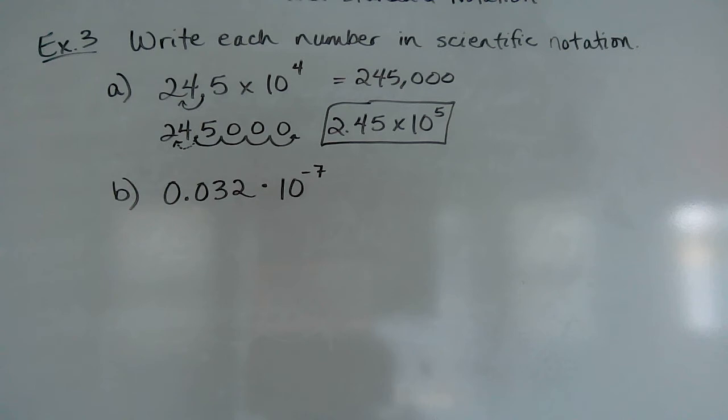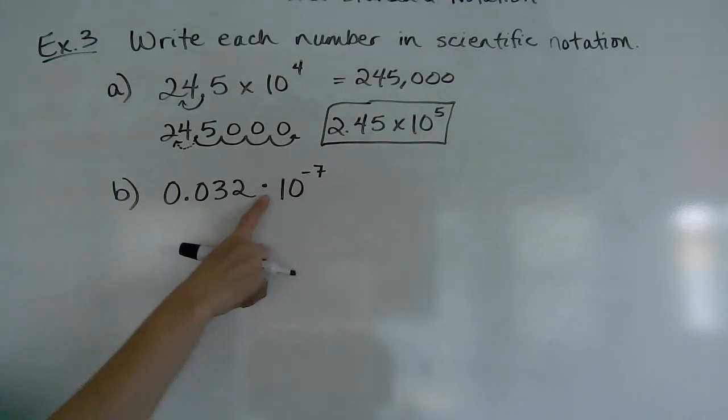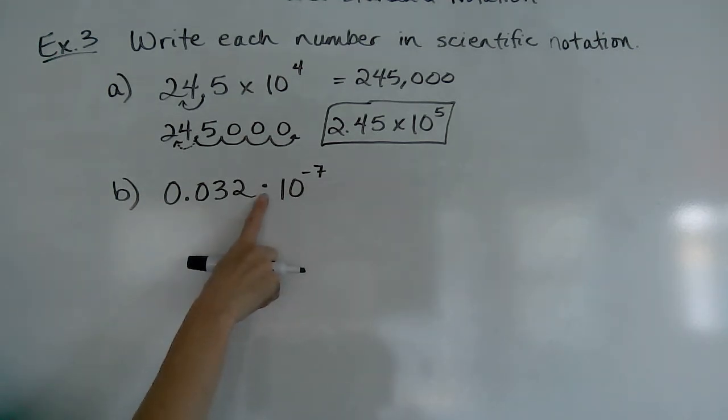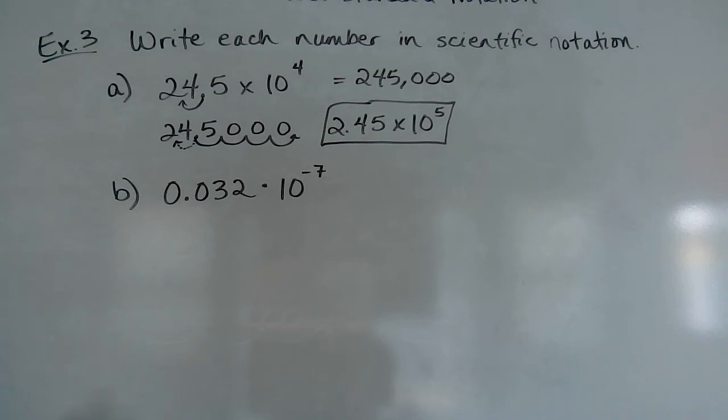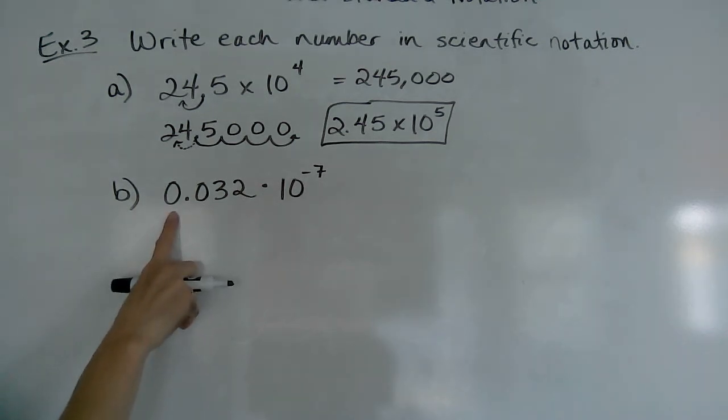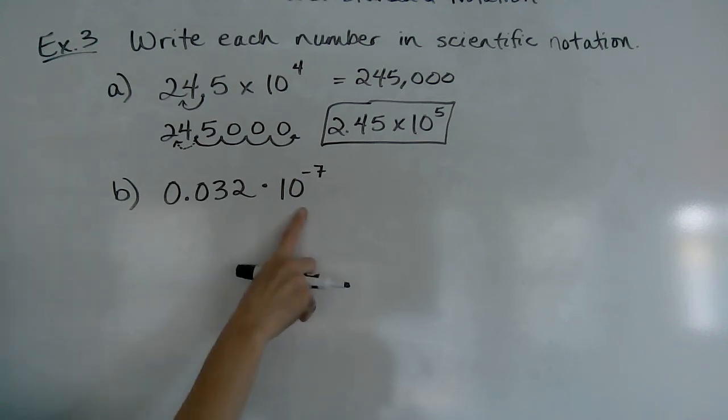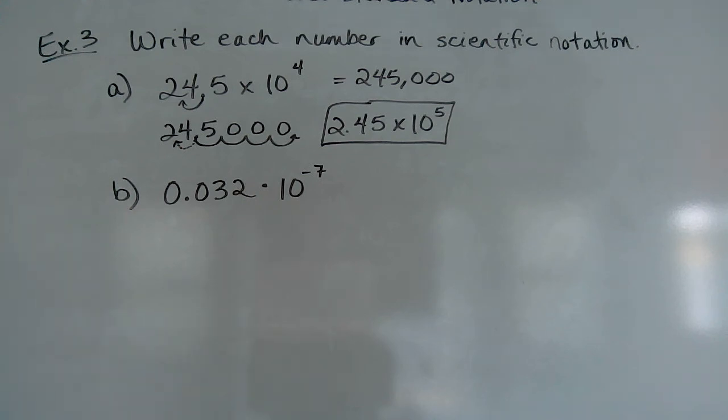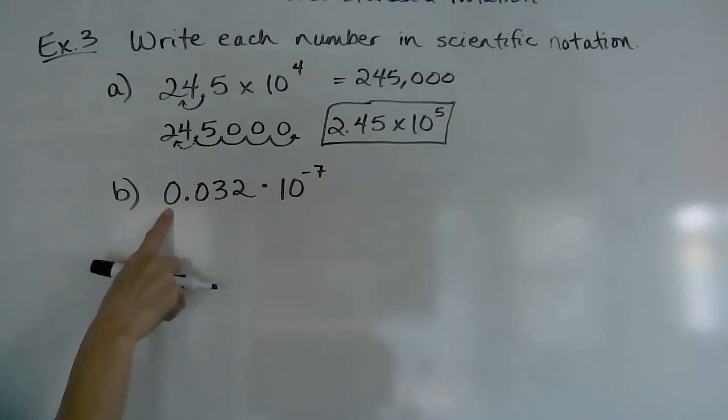All right, part B, 0.032 times 10 to the negative 7. Notice that I used a dot instead of an X for multiplication. Oftentimes you'll see it with the X, but every once in a while I've seen it with the dot, so you just need to be ready for either one. We have 1 digit to the left of our decimal, but it's a 0, which is not okay if you're writing a number in scientific notation. Even though this looks like scientific notation, this is not scientific notation because of that right there.